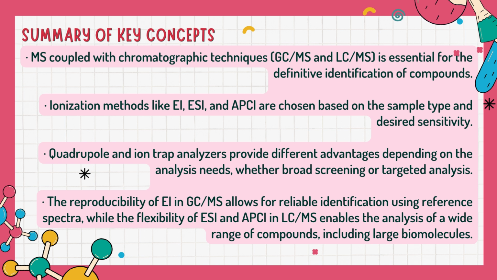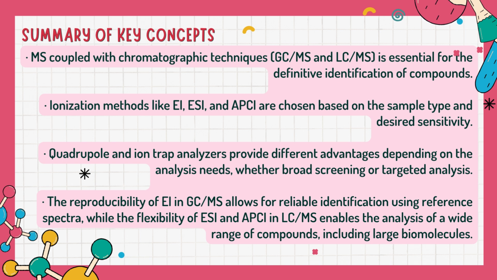So, summary of key concepts. MS coupled with GC or LC, or gas chromatography and liquid chromatography, is really useful for the definitive identification of compounds, take note, definitive. And we also have ionization methods like ESI and APCI. They are chosen based on the sample type and desired sensitivity of the test.